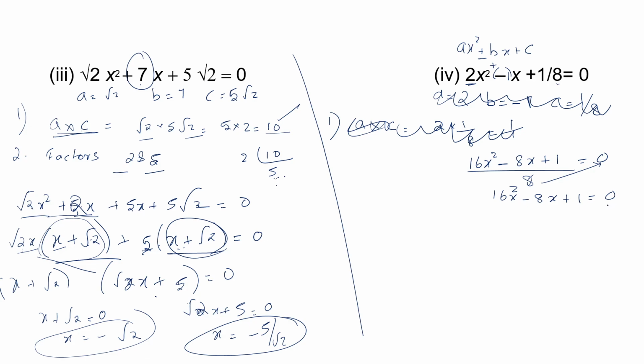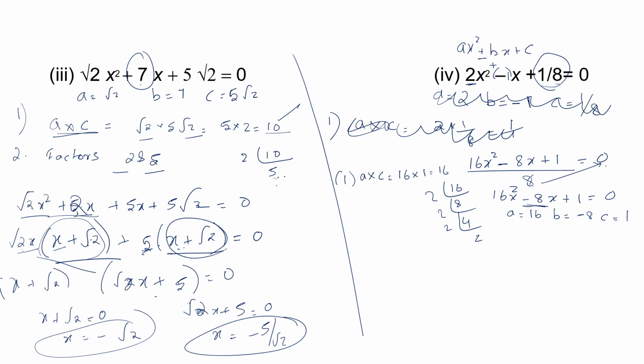Whenever it is in fraction, you take the LCM and multiply throughout, and take the LCM this side, it will become 0. Now I'll go with the steps, a and c. a into c is 16 into 1. So a is 16, b is -8, and c is 1. So ac is 16 into 1, which is equal to 16. I have to factorize that. Then I have to split this factor in such a way that I get the middle term. I should get -8 as the middle term.